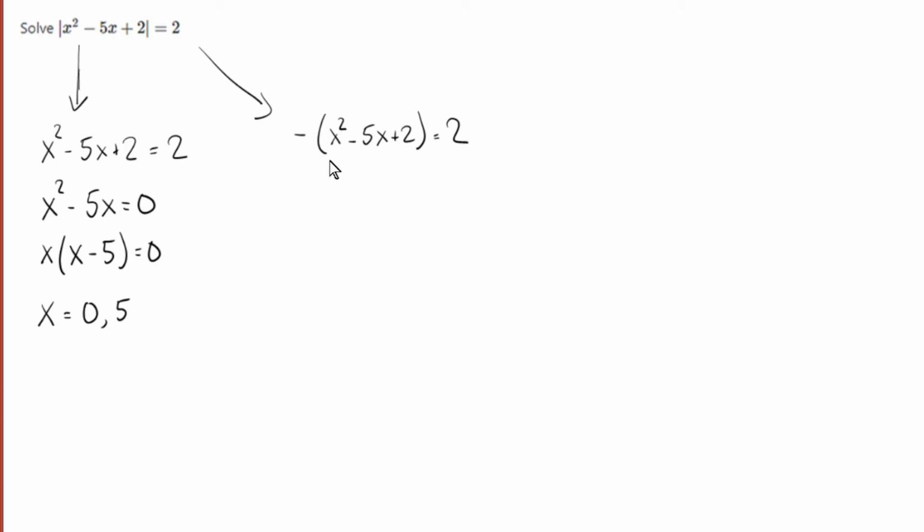In this case here, we are going to start by dropping the brackets, which will make all the signs switch. So we're going to get negative x squared plus 5x minus 2 equals 2. Then we subtract 2 from the right hand side. Negative 2 minus 2 is negative 4. And now we're going to factor this.